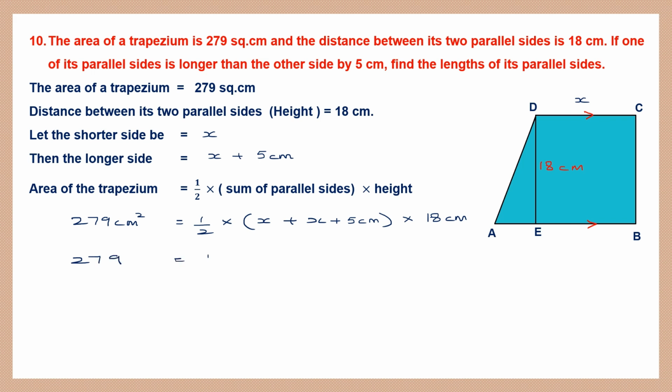279 on this side, half into x plus x is 2x. 2x plus 5 is 2x plus 5 centimeters. So 2x plus 5 into 18. Now let's cancel. Here I can cancel 2 and 18. 2 ones are 2, and 2 nines are 18. Now 279 on this side, and on this side we have 2x plus 5 into 9.